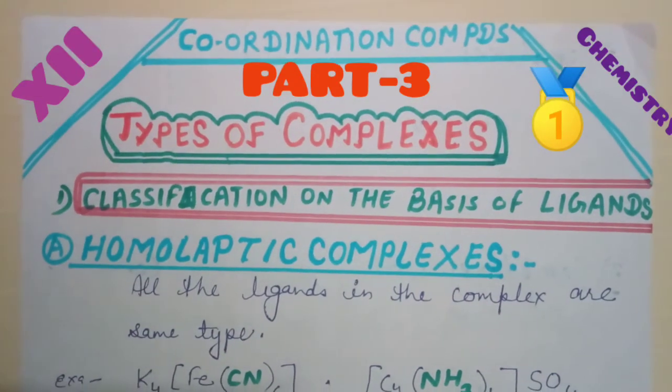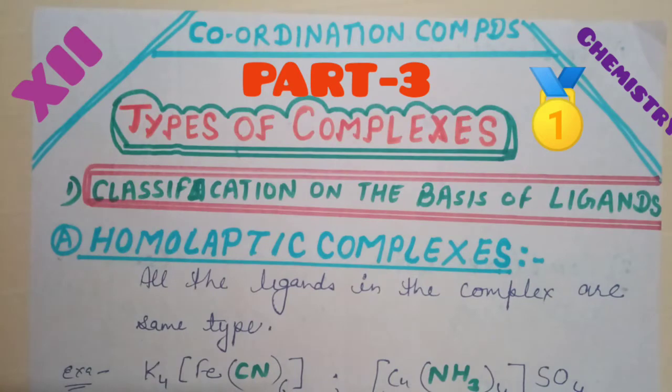We are studying here chapter 9, coordination compounds. We have discussed the entities, terminologies, and types of ligands. Now, in this video, we will discuss some important topics like the classification of complexes, what the effective atomic number is, what chelating ligands are, and how we can calculate the oxidation number of a central metal atom. Now we will start the topic, types of complexes.